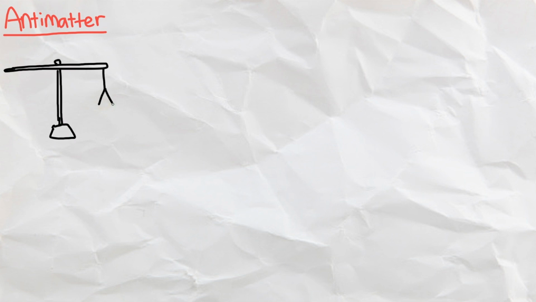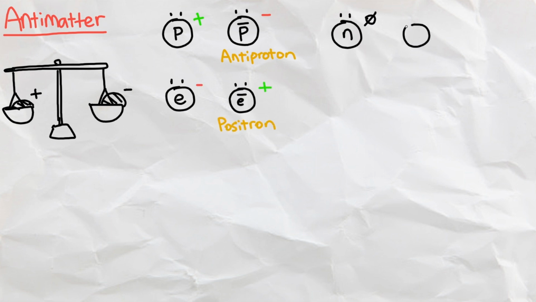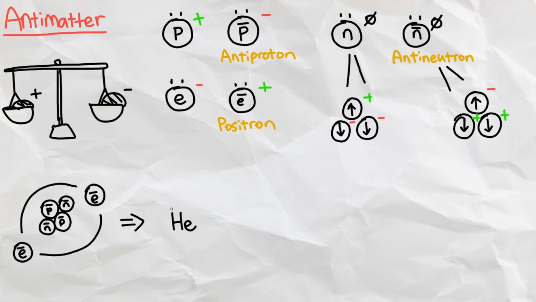Antiparticles have the same mass as regular particles, but just an opposite charge. So, the antiparticle of a proton has a negative charge, while the antiparticle of an electron, or positron, has a positive charge. A neutral particle, like the neutron, still has no charge. An antineutron just has the opposite charges in its composition. These combine together to form antimatter, just like regular matter. So, two antiprotons, two antineutrons, and two positrons form an antihelium.